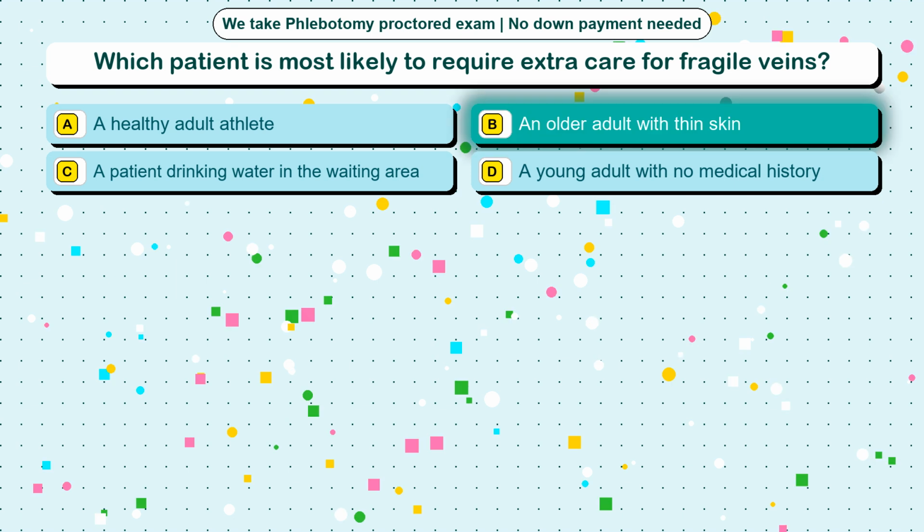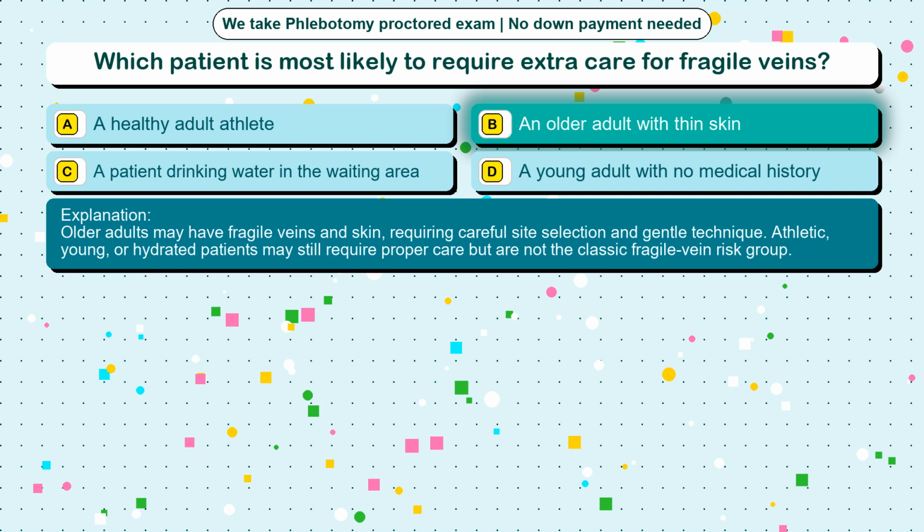The correct answer is option B, an older adult with thin skin. Older adults may have fragile veins in skin, requiring careful site selection and gentle technique. Athletic, young, or hydrated patients may still require proper care but are not the classic fragile vein risk group.